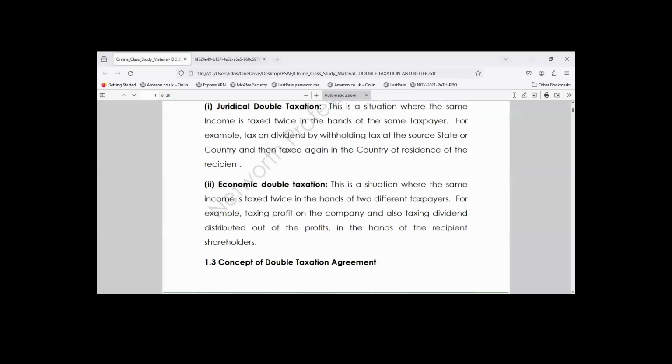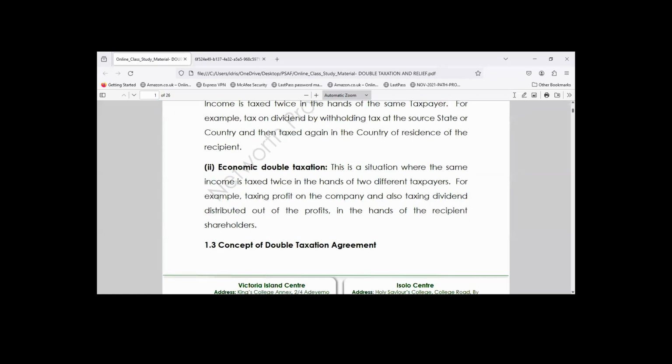The second type of double taxation is economic double taxation. Economic double taxation simply means a situation whereby income is taxed twice in the hand of different taxpayers. So that one is economic double taxation.